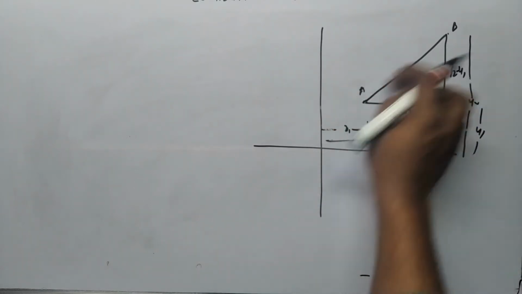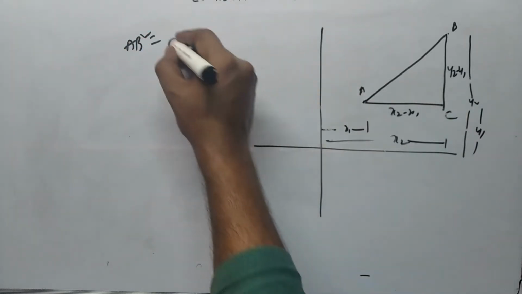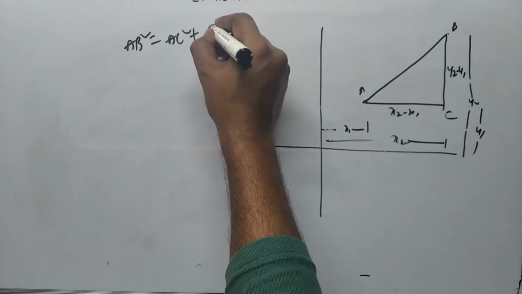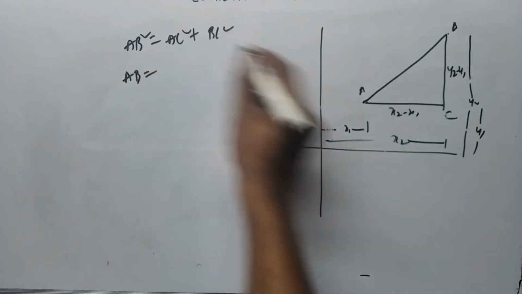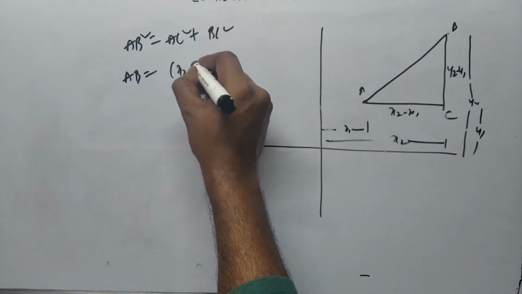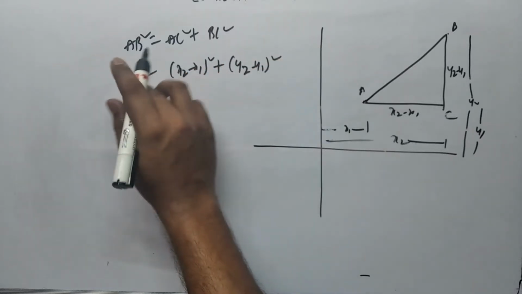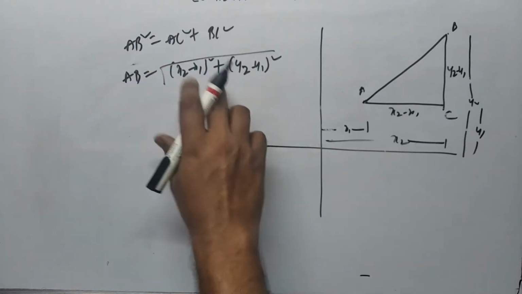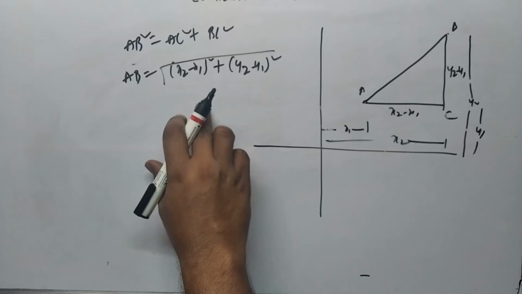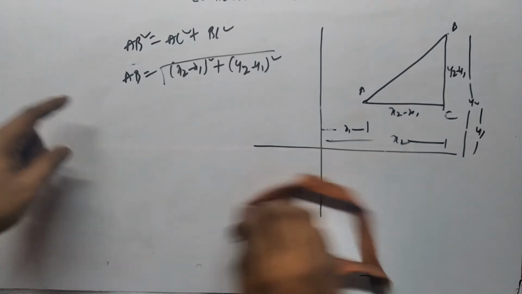So now we will be applying the Pythagoras theorem. AB square is equal to AC square plus BC square. AB we don't know. AC is nothing but x2 minus x1 whole square, BC is nothing but y2 minus y1 whole square. So this is AB square. If the square goes to the right side, we get a root. So this is how we got the distance formula. Now you may have known how we have derived the distance formula.